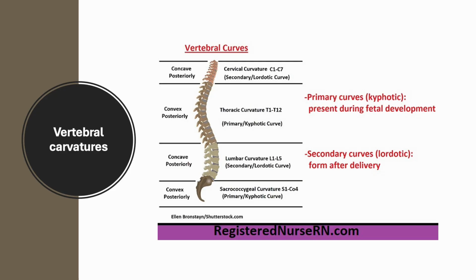Then you have the convex posteriorly thoracic curvature, that is T1 to T12, which is a primary curvature. So the cervical curvature is a secondary curvature, the thoracic curvature is a primary curvature, the kyphotic curvature. Then concave posteriorly, the lumbar curvature is a secondary, or lordotic, curvature. Convex posterior, still on the sacral region, we have the sacrococcygeal curvature, which is a primary curve.